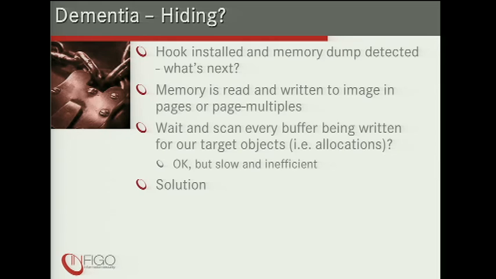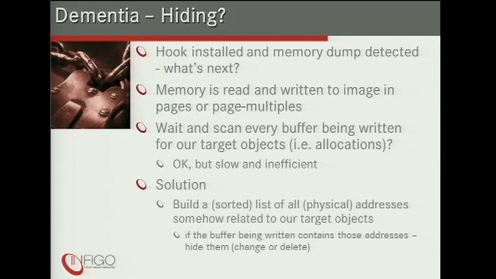We'll see why later. So my solution that I have chosen is that when I detect that the forensic dump is being created, I create a sorted list of all physical addresses of my target objects and all objects that are related to my target objects. So, for example, when a buffer is being written, if that buffer contains any of the physical addresses that I have collected, we simply hide them. We either delete them or change them. How do I know whether the buffer contains one of those addresses? Well, that's a simple part, because I know the current offset inside the file. So I know the current file pointer position. And because the file layout is equal to the physical memory layout, I know exactly whether the buffer contains a certain physical address or not.